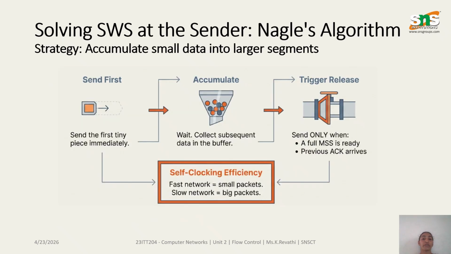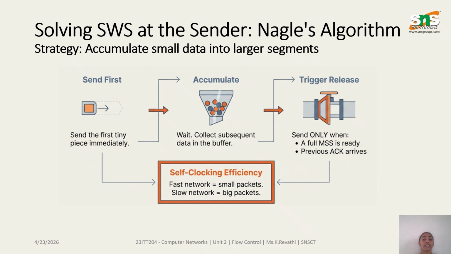Then the solution for this silly window syndrome is we are using two algorithms for rectifying this silly window syndrome. That means Nagle's algorithm, which is used on the sender side. Then the second one is Clark's solution, which will be used on the receiver side. Let's see these algorithms one by one.